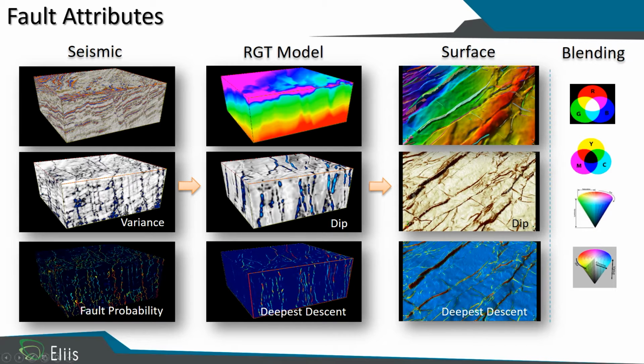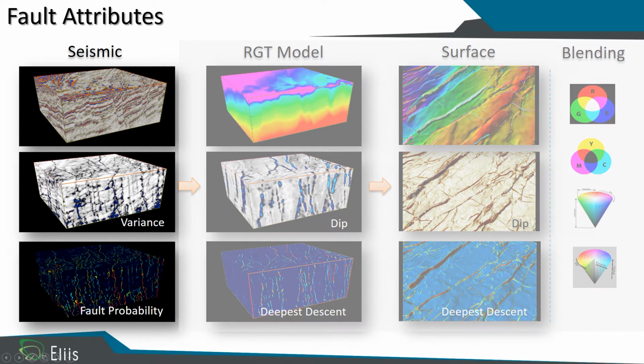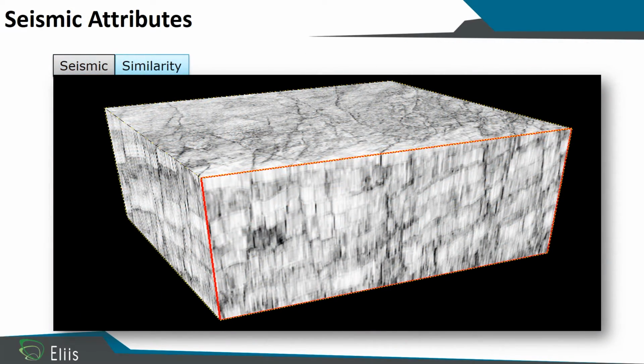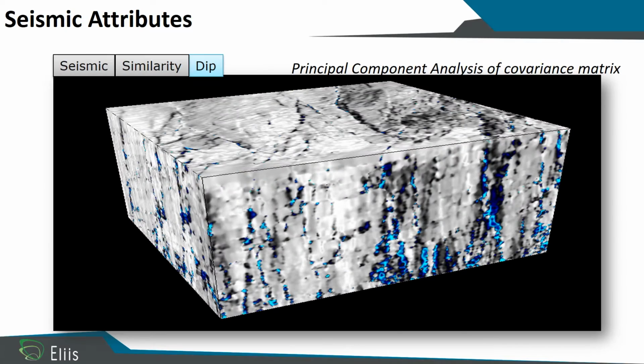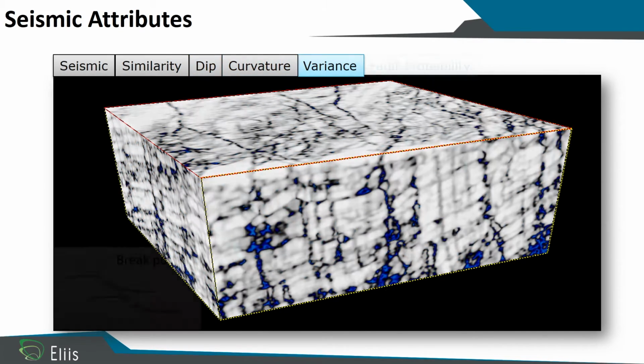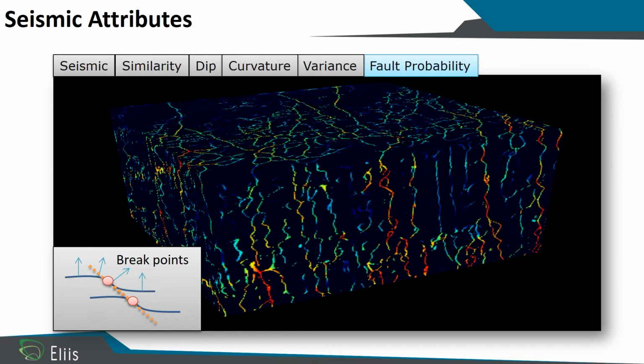First, we'll see how we can use attributes, volume attributes, coming from the seismic. So we're going to look at a very complex case study located in Western Australia shelf. And we will compute different types of attributes like similarity, dip angle, curvature, variance, and a more complex attribute called fault probability, which aims to detect the fault breakpoints.